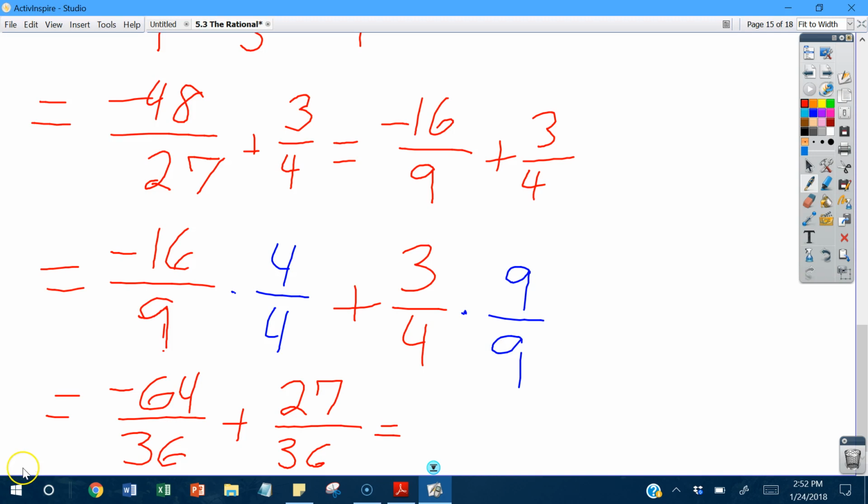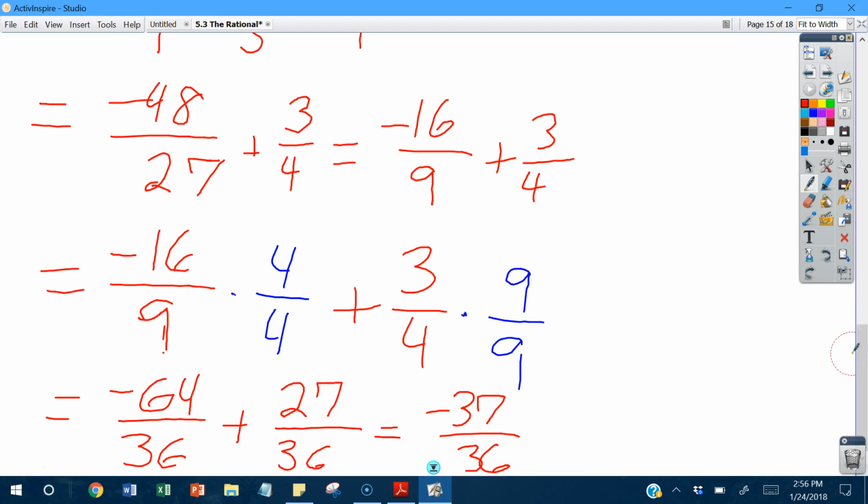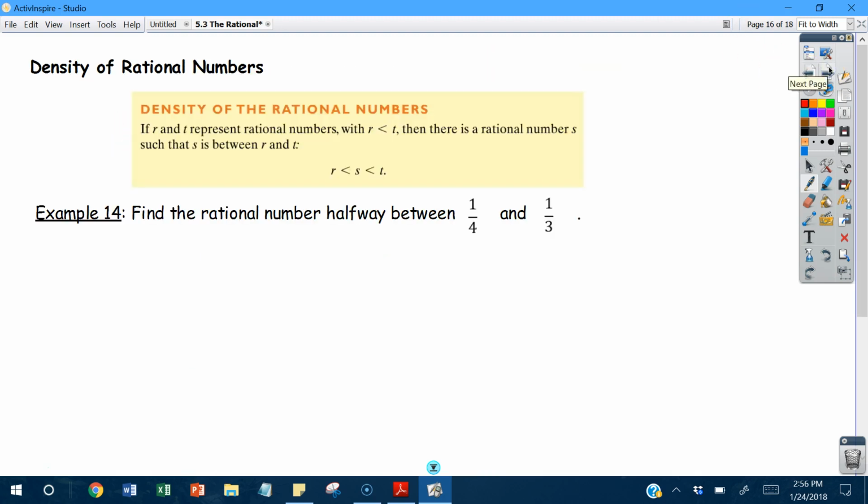Hold on. I get -37 divided by 36 as my final answer. So that problem was a little long just by nature of the fact that it had a bunch of fractions and operations in it. But I hope that was helpful as far as keeping track of what you need to do at what time. Just remember "please excuse my dear Aunt Sally," and this is really helpful to look at too. There's a couple more things in this section.